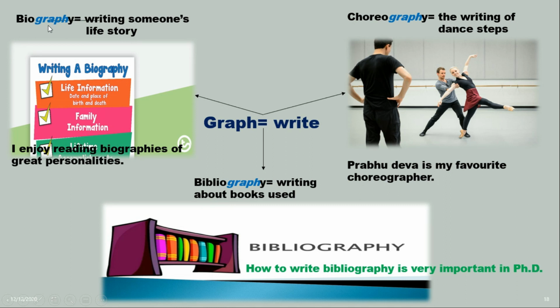Next, look at the word biography. Writing someone's life story. See here, writing a biography means it's maybe about life information, which includes date, place of birth and death, etc., and the family information. See, example for this. I enjoy reading biographies of great personalities. Next, look at the word choreography, the writing of dance steps. Prabhudeva is my favorite choreographer. Bibliography, writing about books used. For example, how to write bibliography is very important in PhD.